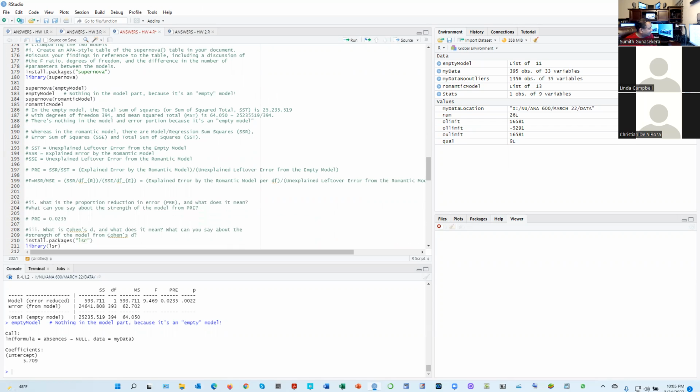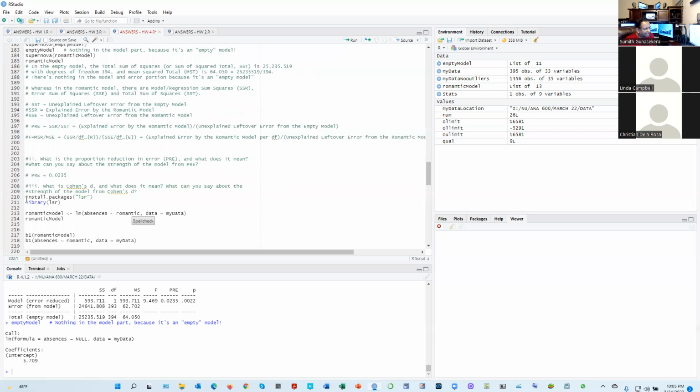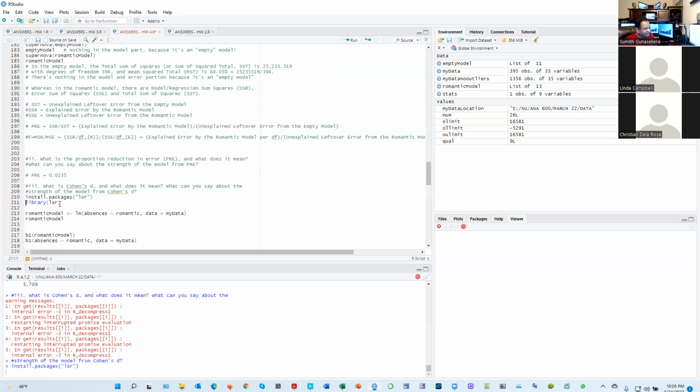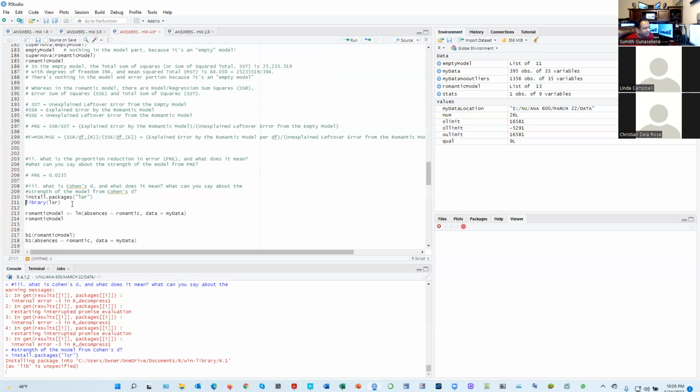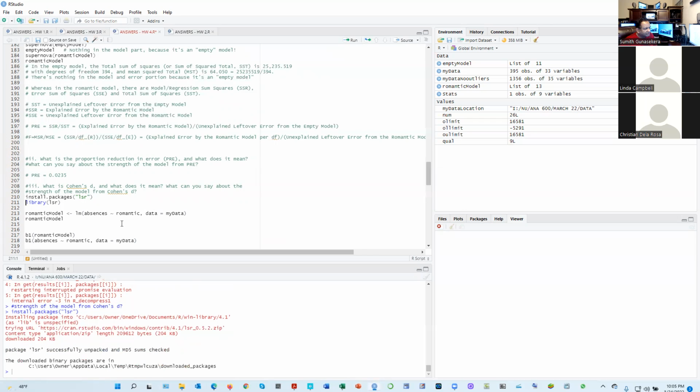So then they're going to ask what the proportion reduction is. That means the PRE value. We saw that it was 0.023. And what is Cohen's D? You can get Cohen's D by installing LSR, Learning Statistics with R. Okay, library. If you run this one, you get pretty much everything here.